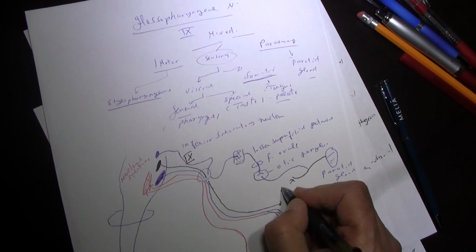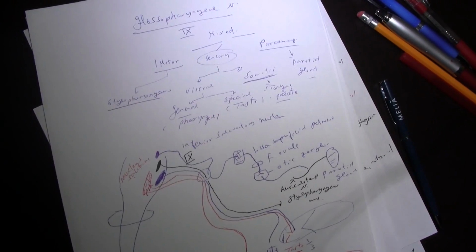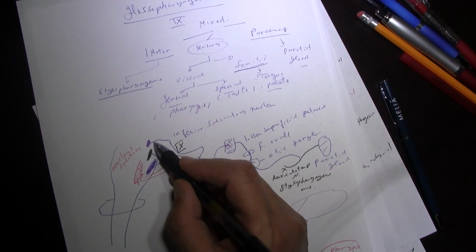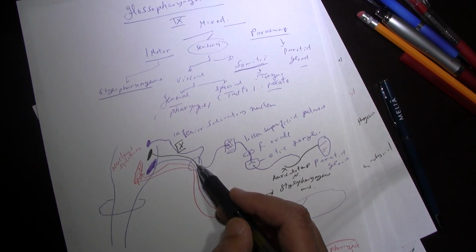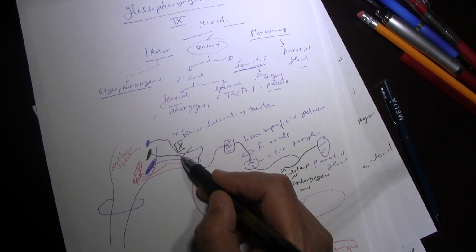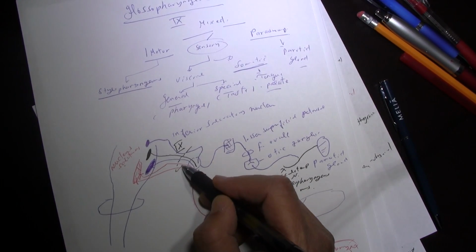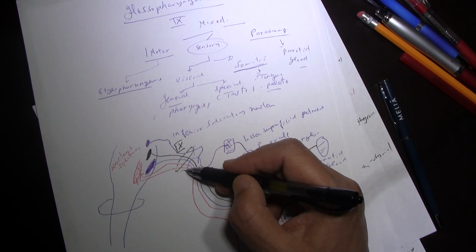This is the auriculotemporal nerve. So again, these parasympathetic fibers of the glossopharyngeal nerve go with the nerve. Everything here is one nerve, but with different kinds of fibers.